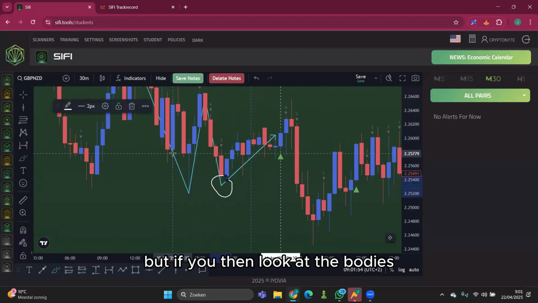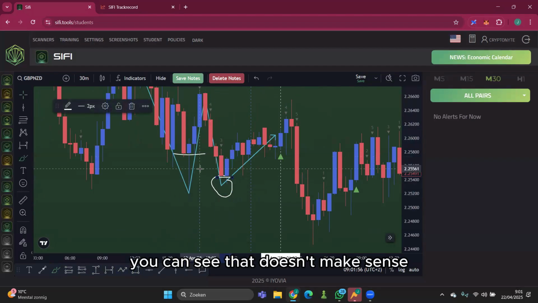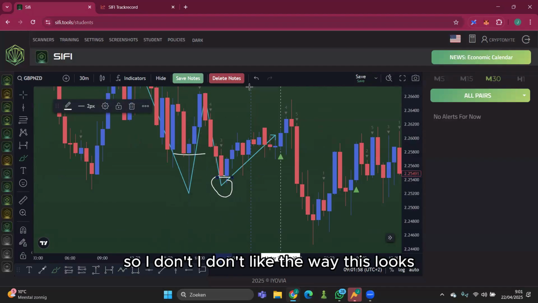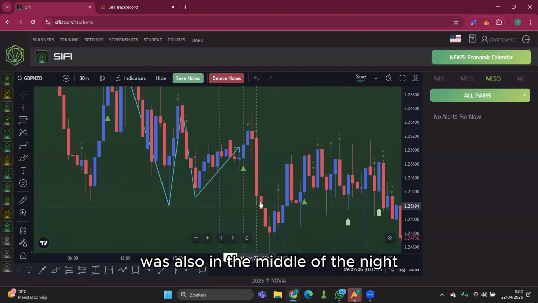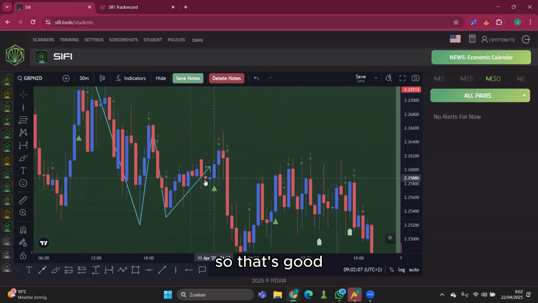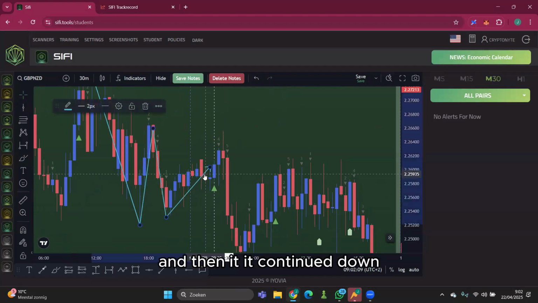But if you then look at the bodies, you can see that doesn't make sense. So I don't like the way this looks, and we definitely didn't take this trade. It was also in the middle of the night, so that's good. And then it continued down.